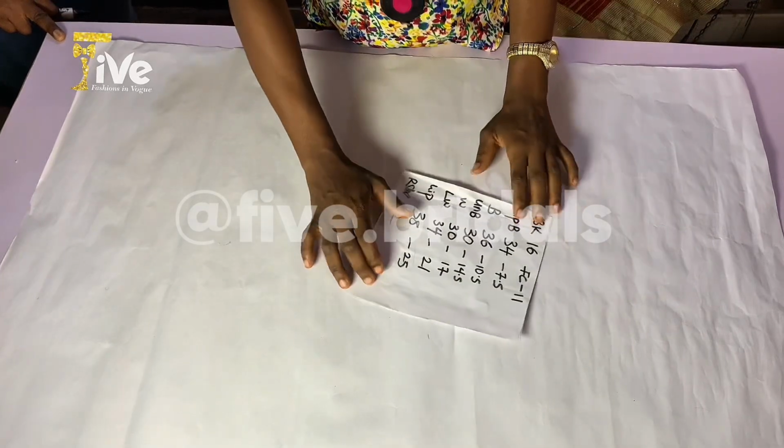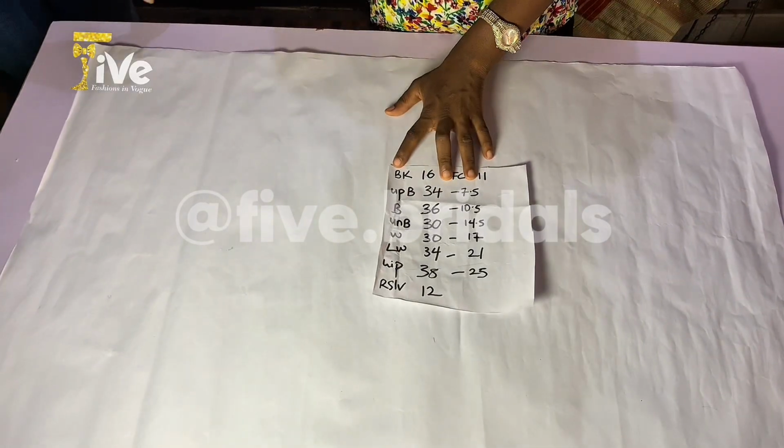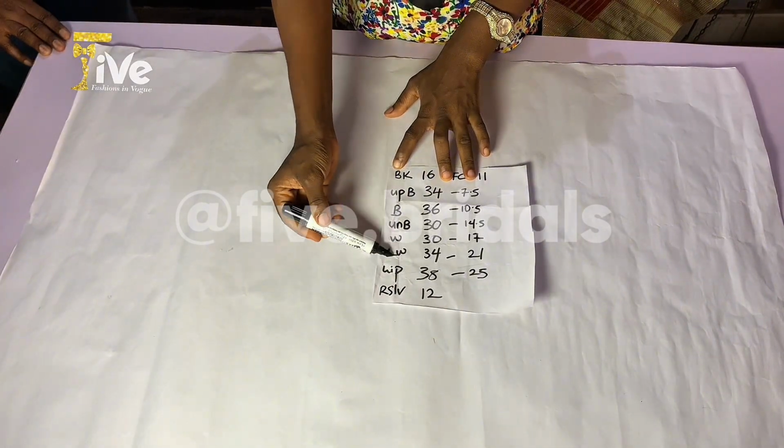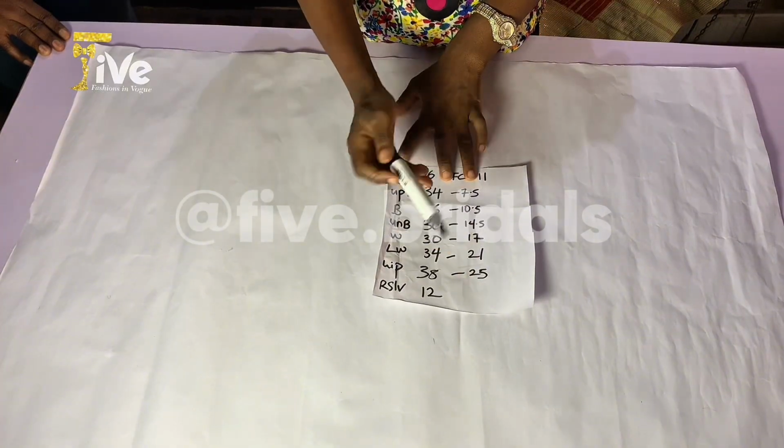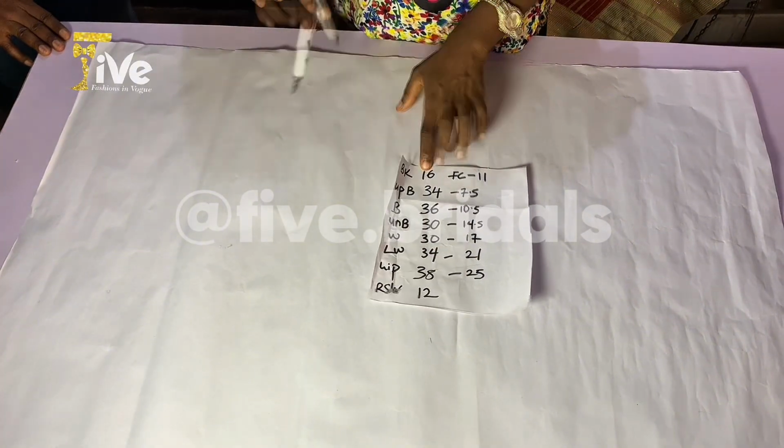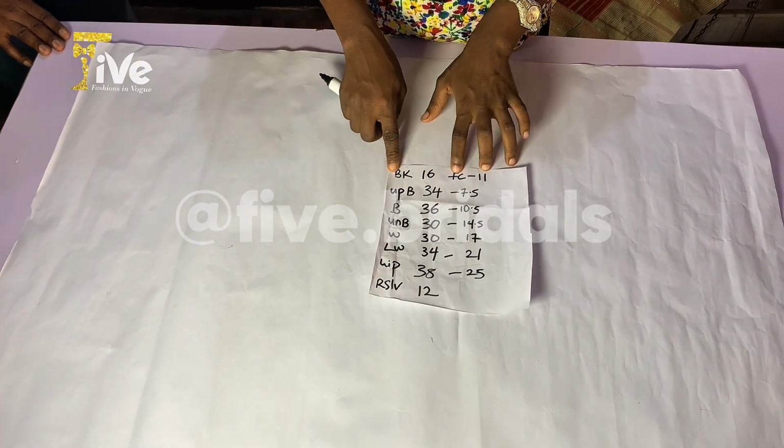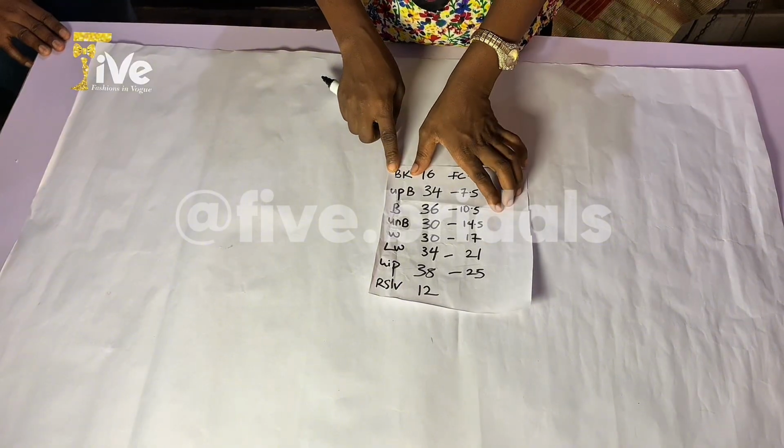Pattern. So this is the sample measurement we will be using. We have the up bust, under bust, waist, low waist, hip. This is the measurement, these are the respective body points. We have the round hip 2. Then the shoulder is 16. The back shoulder is 16. The front chest, that's FC, is 11. So this is the measurement we'll be using.